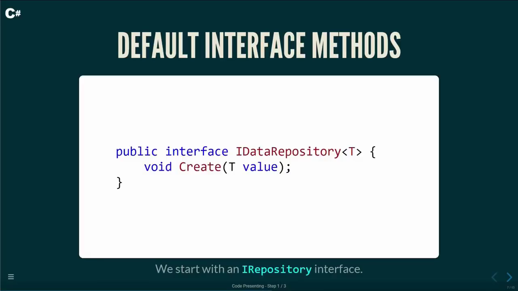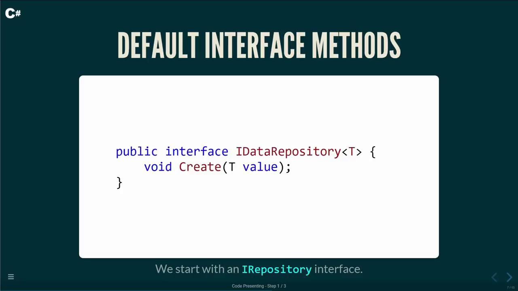So let's take a look at default interface methods. A lot of the stuff that I actually have is going to be demo code using Visual Studio 2019, but there's a couple things that I can't actually demonstrate because I don't have the 3.0 CLR updates yet.